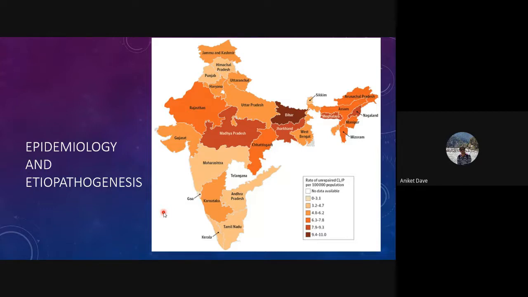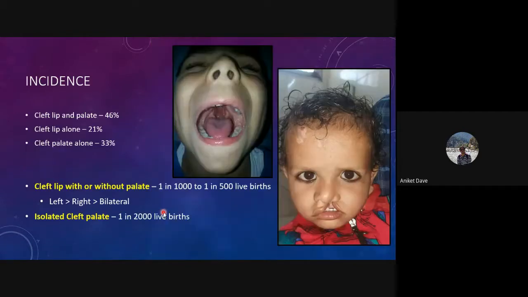So the problem is big, and there are not enough people who are treating them. And there's also a lack of awareness amongst the people. That's why they do not seek treatment in a timely manner. The incidence of cleft lip with or without a palate is around 1 in 1,000 to around 1 in 500 live births.